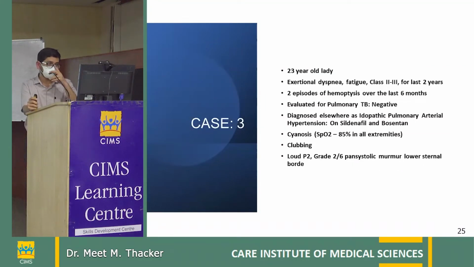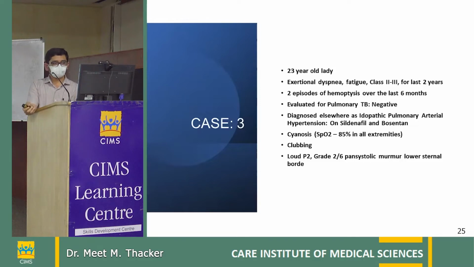Coming to a third case, this is a 23-year-old lady who had exertional dyspnea and fatigue, class 2 to 3 for the last 2 years. She had 2 episodes of hemoptysis over the last 6 months. She was evaluated for pulmonary TB outside, extensively evaluated, and was negative. So she was diagnosed elsewhere as idiopathic pulmonary arterial hypertension. She was started on pulmonary vasodilators.